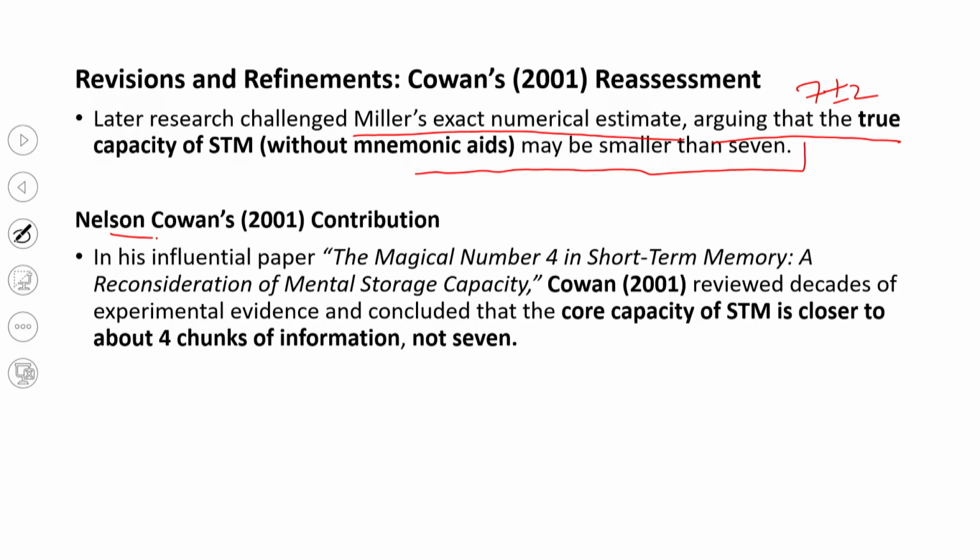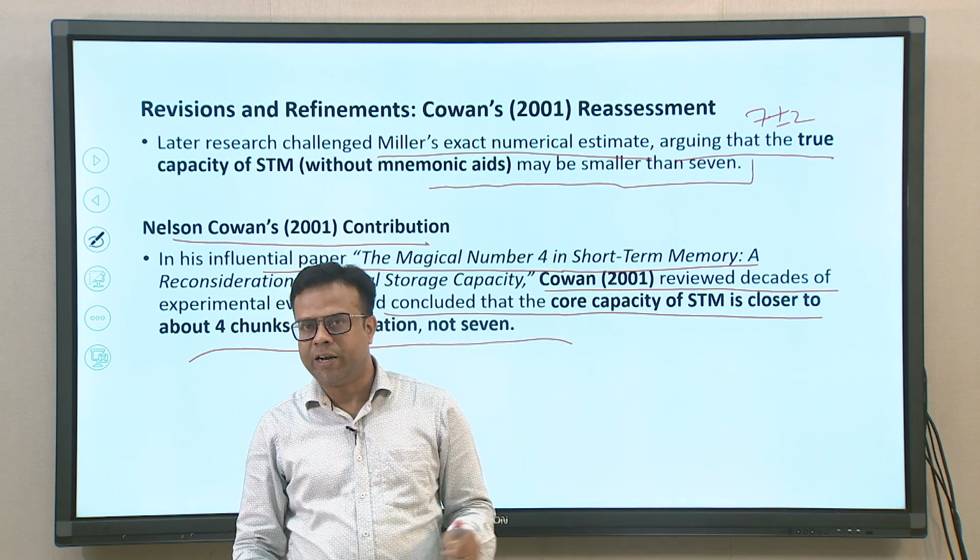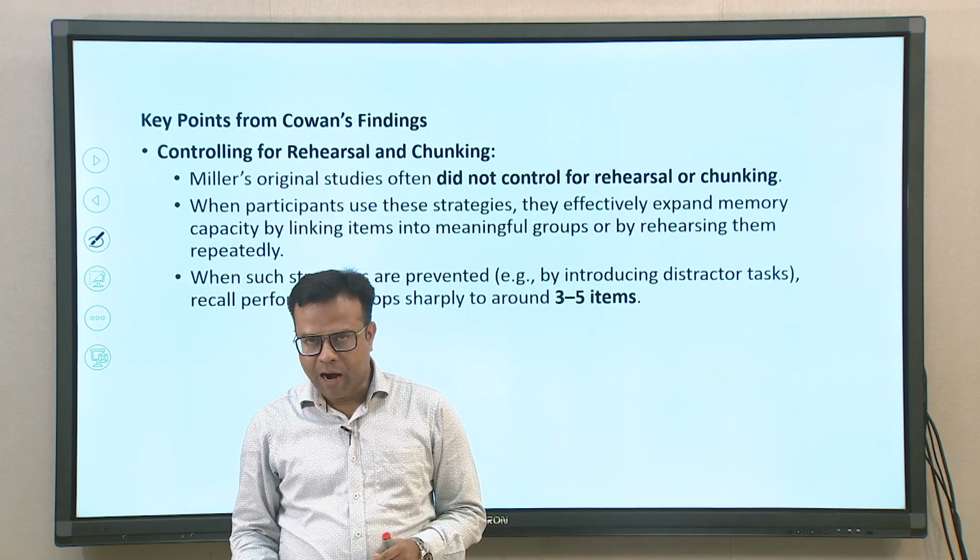So, Nelson Cowan, in 2001, did some research and published an influential paper, the magical number 4 in short term memory. He said actually the capacity of short term memory is 4, not 7 plus minus 2. So, Cowan reviewed decades of experimental evidence and concluded that the core capacity of short term memory is closer to about 4 chunks of information, not 7. So, he said the actual capacity could be less. How did he come to this conclusion?